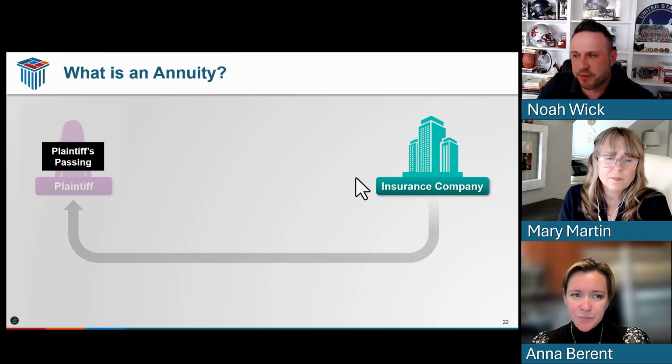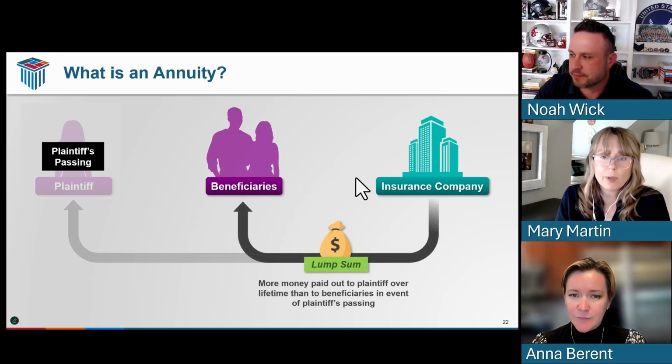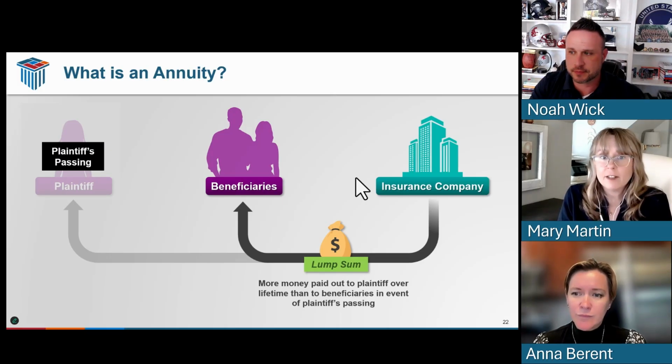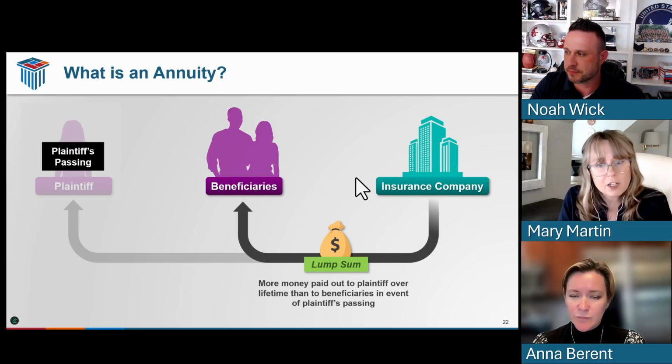What happens if a plaintiff passes? It's almost the most common question we get when we provide our simple black and white spreadsheet proposals. Plaintiffs want to know, is somebody going to get a windfall? What happens if I get hit by a truck on my way home from this mediation? And part of our professional responsibility is making sure that can happen.